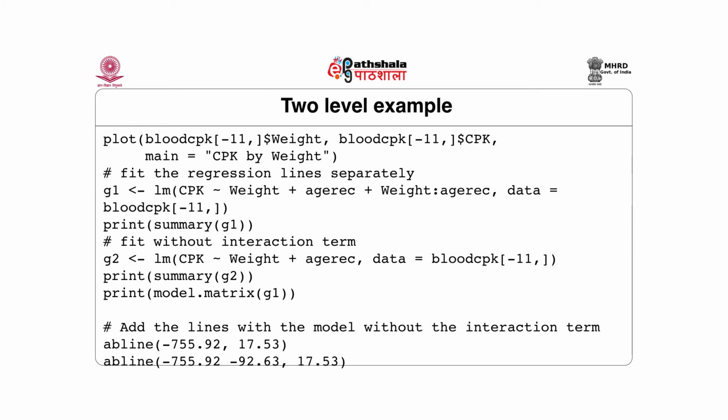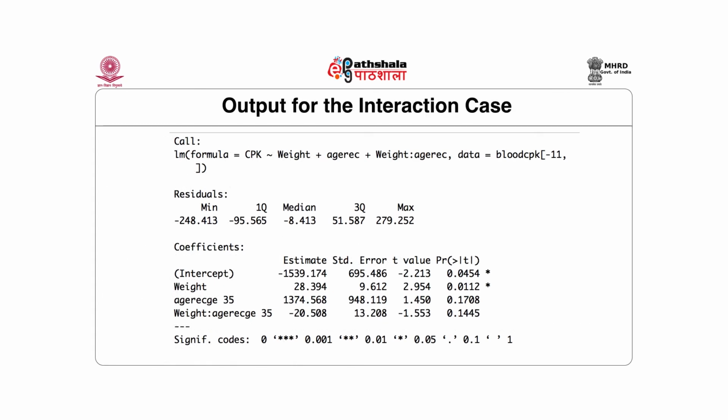So let's take a look at where these numbers like minus 755.92, 17.53, 92.63 and 17.5 come from. They come from here. Here is the output for the interaction case, and you can see that it is somewhat different, though very similar to everything we had seen before. The only variable that is really important is the weight. Now note in the third line something very interesting: it says age band 35. Where does that come from?